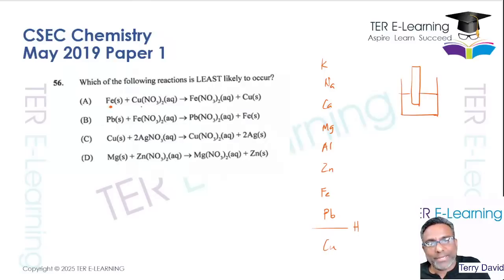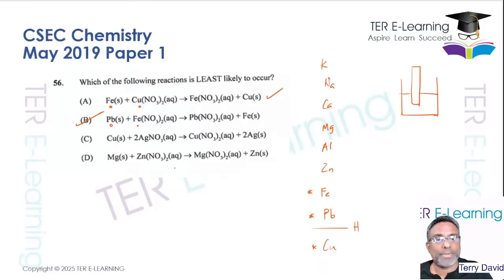So if we look at iron and copper, look at where iron is. Iron is here, copper is down here. Will that reaction take place? Yes, because iron is above copper. So this will take place for sure. If we look at lead and iron, where is lead? Lead is here and iron is above. So this reaction here is not possible because lead is less reactive than iron. So I already know the answer is this one here.